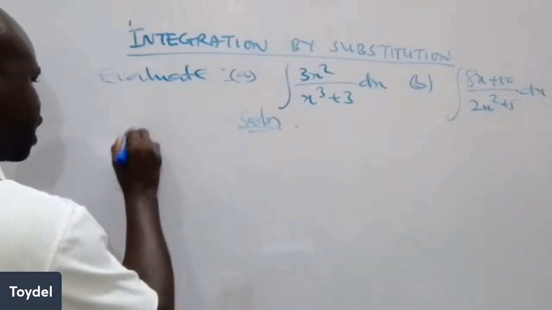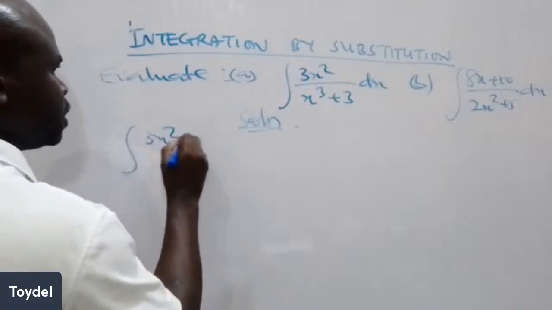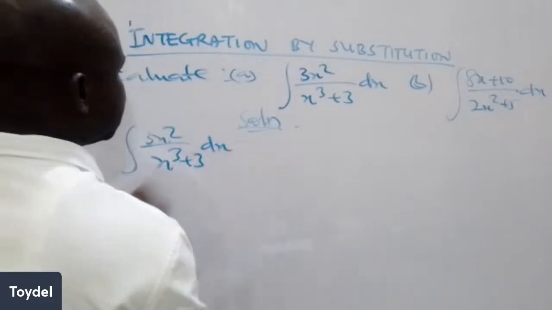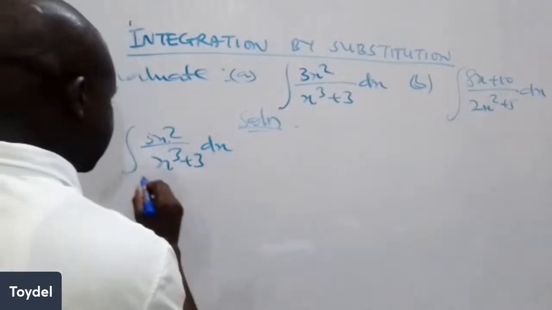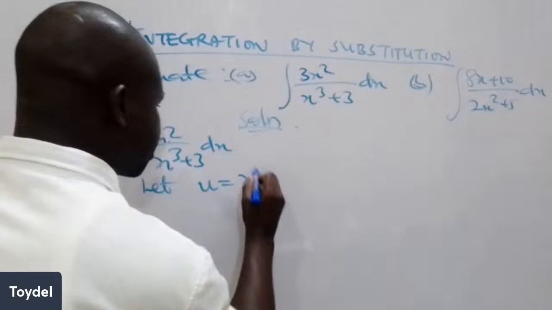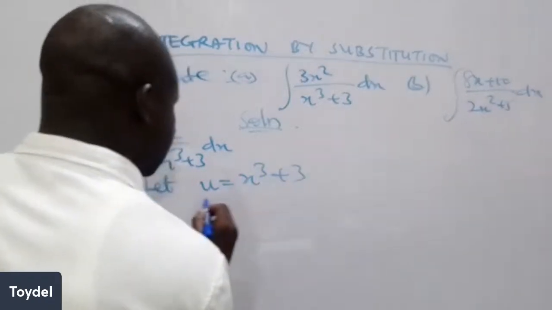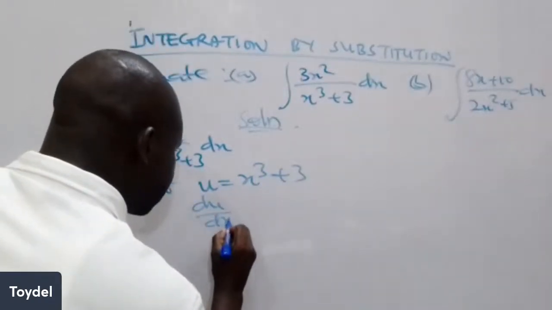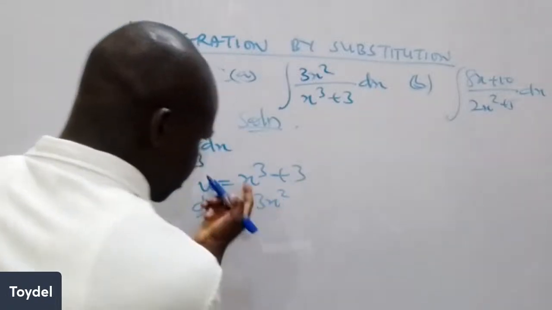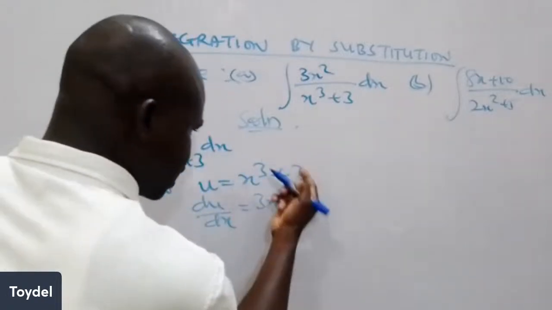So we are given the integral of 3x squared all over x cubed plus 3 dx. Without wasting time, just say let u equal x cubed plus 3. Then what is du dx? du dx will now be equal to 3x squared. Now I'm differentiating this. Differentiation of a constant is 0.